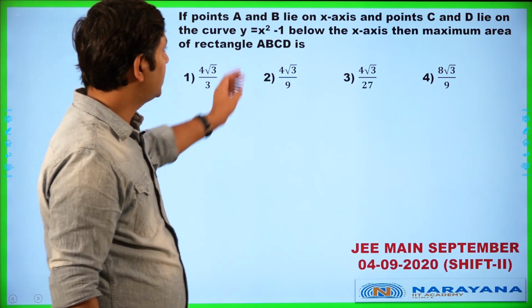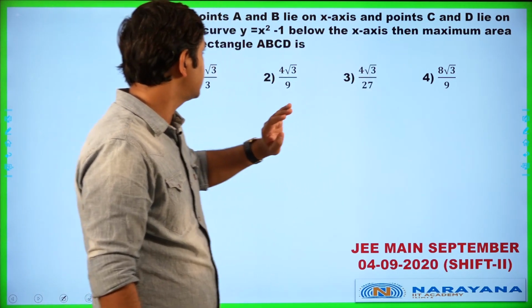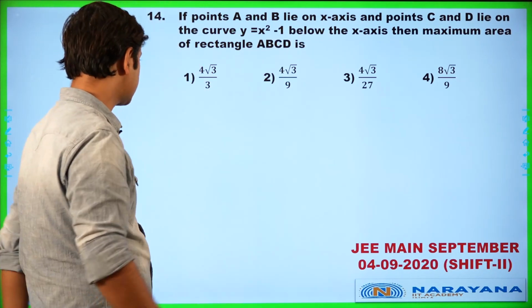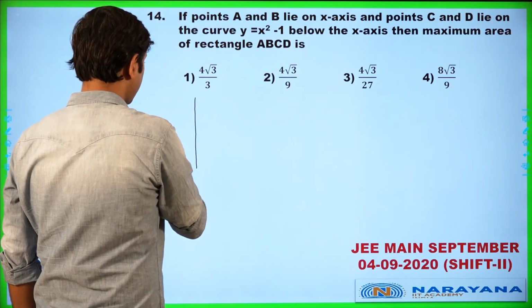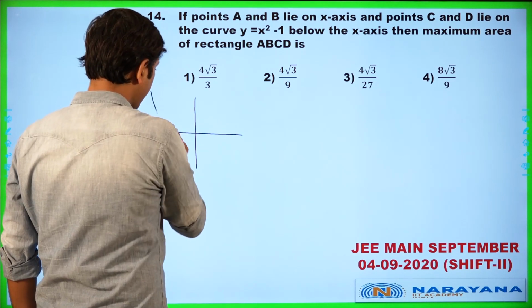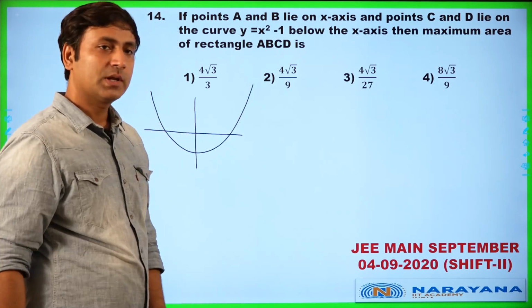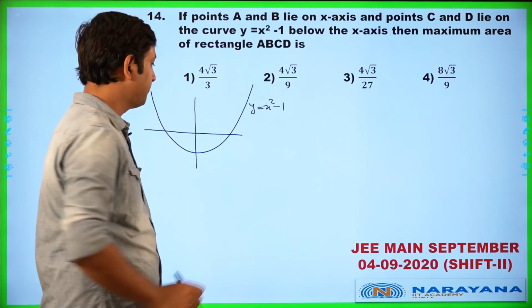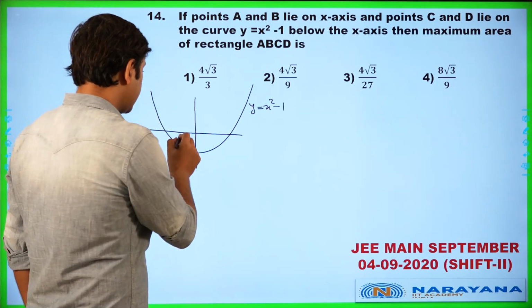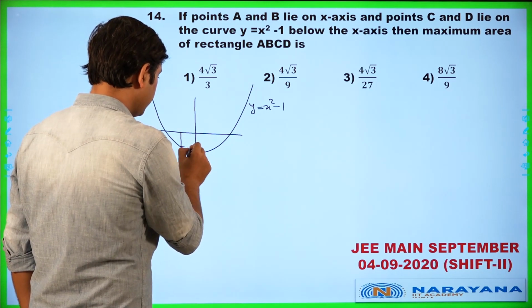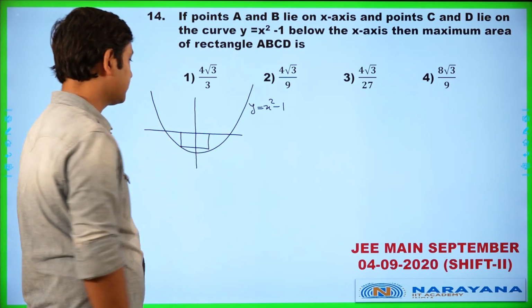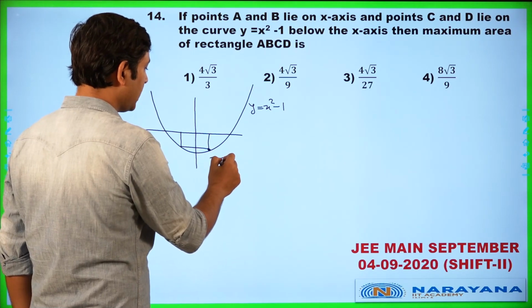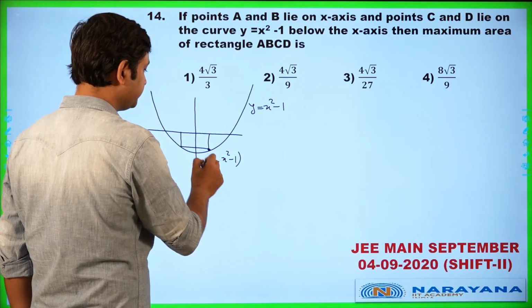Now we have points A and B on the x-axis and C and D on the curve below the x-axis. We can draw this curve quite easily. It's a parabola. Let's say this curve is y is equal to x square minus 1. We have a rectangle. So by symmetry, we know that it will be a rectangle like this. Now this point, let us take as x comma x square minus 1.